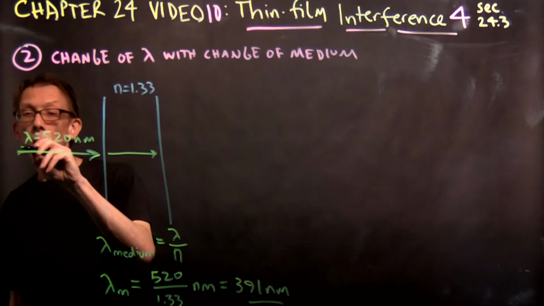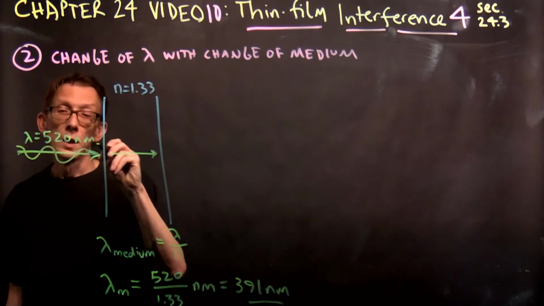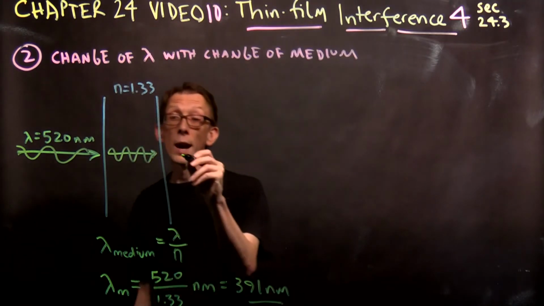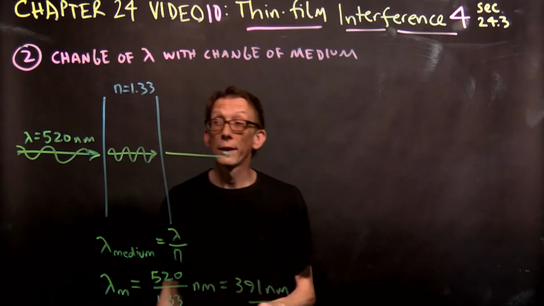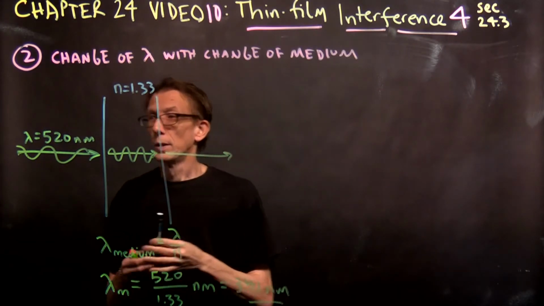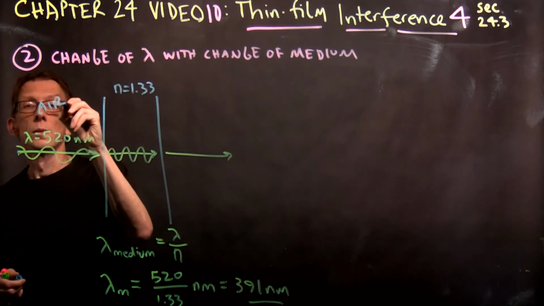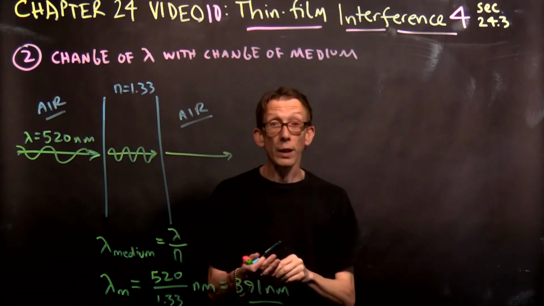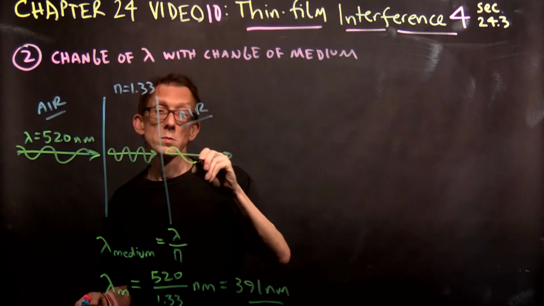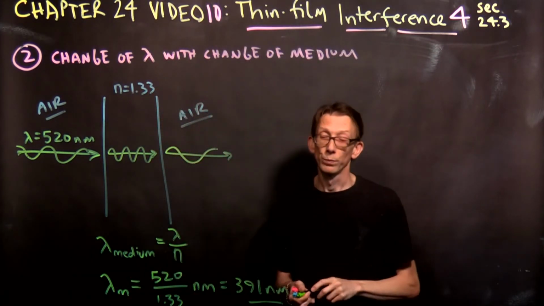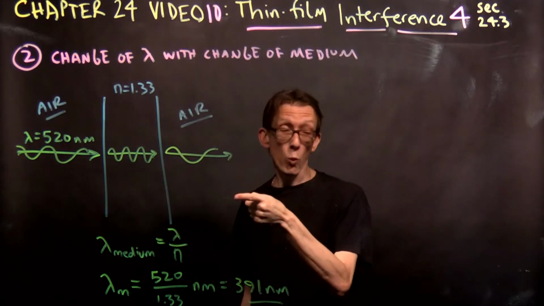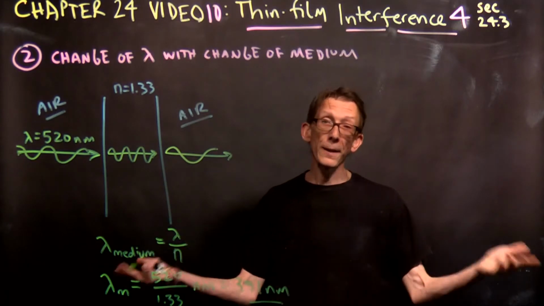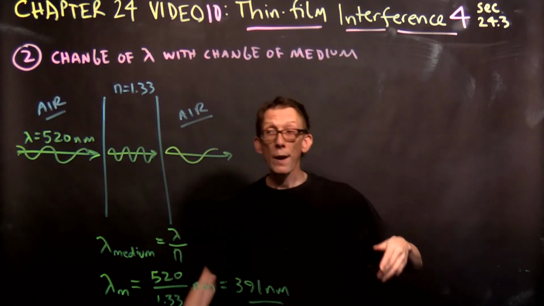So out here, the wavelength is relatively long. Inside, it gets shorter. And then when the light re-escapes out into the air again, the wavelength returns to its original value. But inside of a medium, whether it's glass, water, soap, oil, plastic, or diamond, it doesn't make any difference, the wavelength gets reduced.